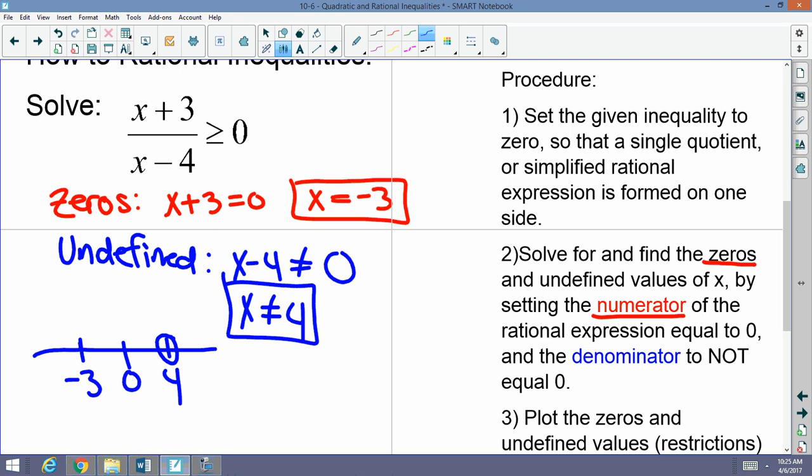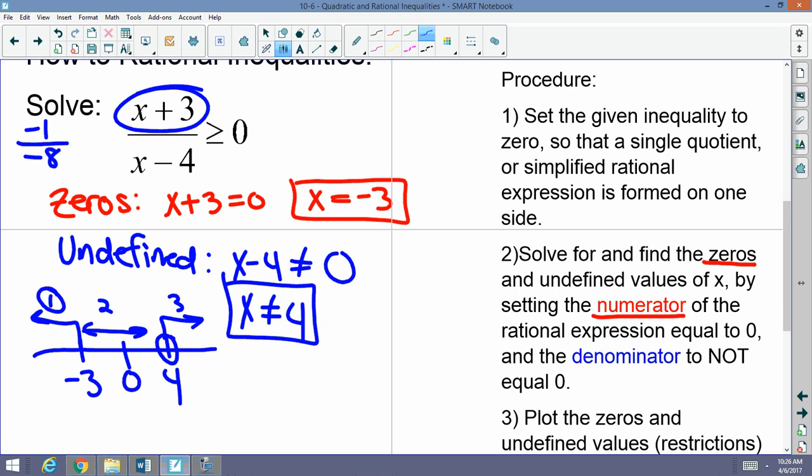So now I have, again, 1, 2, 3 testing intervals. Let's try testing interval 1. If I go to the left of 3, I get a negative, let's try negative 4, right? Guys, if I have a negative 4 plus 3, that's a negative 1, correct? Over a negative 4 minus 4, it's a negative 8. What's a negative divided by a negative? Is a positive greater than 0? So that works, this does not, and that works.